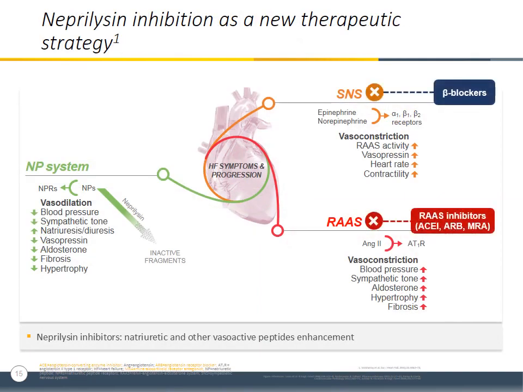So for example, beta blockers are there. Beta blockers are basically the sympathetic nervous system drugs. We know all the drugs ending like this are beta blockers. RAS inhibitors, there are three important drugs.